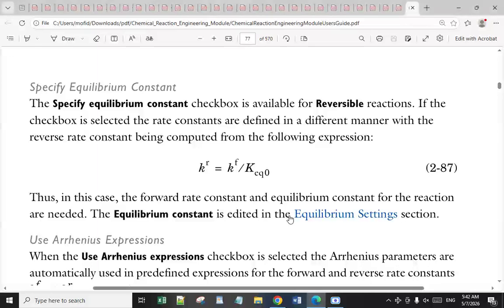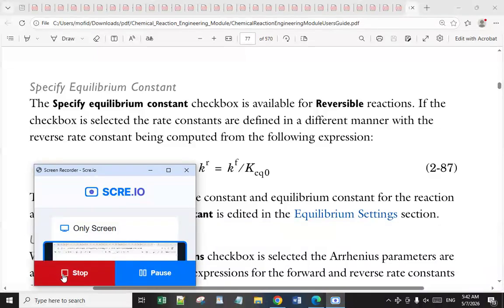Now I want to go to the specified equilibrium constant. The specified equilibrium constant checkbox is available for reversible reactions. If the checkbox is selected, the rate constants are defined in a different manner, with the reverse rate constant being computed from the following expression: k^r equals k^f divided by Keq,0. Thus, in this case, the forward rate constant and equilibrium constant for the reaction are needed. The equilibrium constant is edited in the equilibrium settings section.